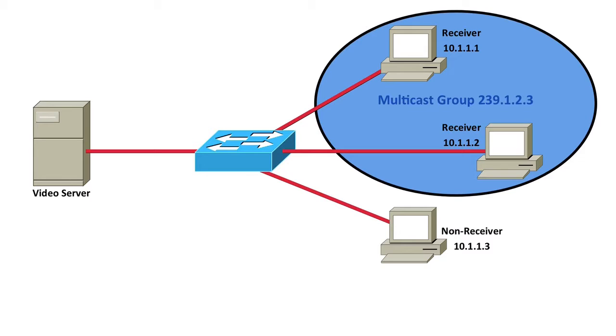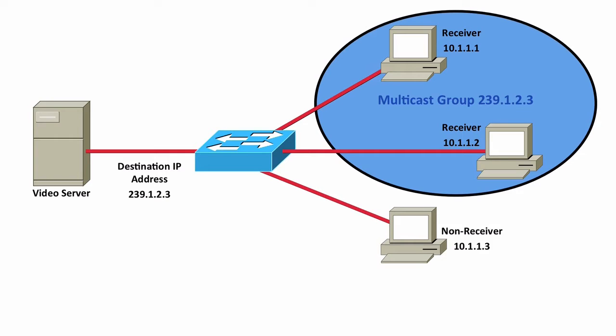Now, the video server is going to be sending a packet, and the packet has a destination IP address of 239.1.2.3. It's destined for that multicast group. Did you notice what happened in the animation? Only the intended recipients got the packets. The non-receiver didn't have to deal with it. And for an application like this, that's a great compromise between Unicast and broadcast.